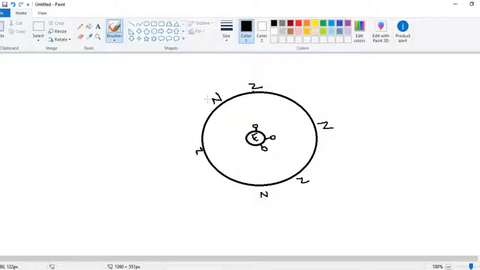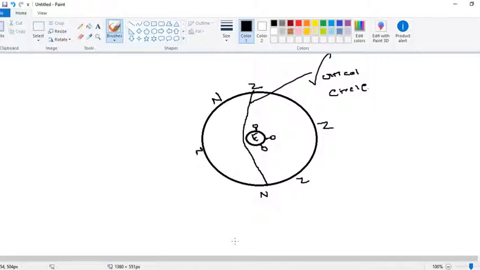Now, the next thing is, what is a vertical circle? A great circle on the celestial sphere passing through the observer's zenith and nadir. So basically, if I join this, it is a great circle passing through your zenith and nadir. That great circle is called the vertical circle.